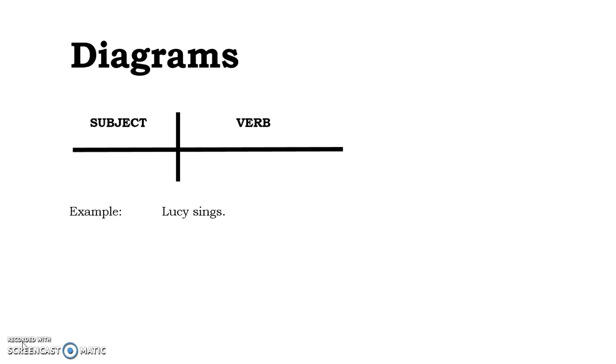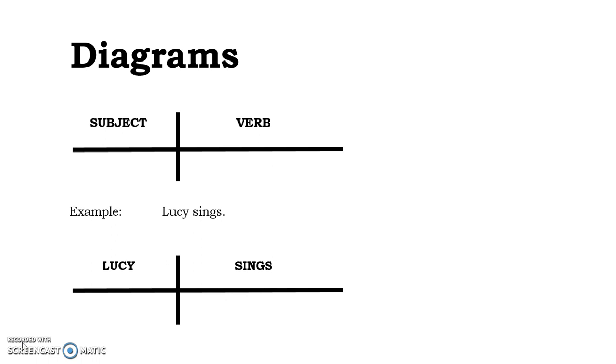So in this very simple sentence, "Lucy sings," we see that the verb, the action, is "sings," and the one doing the singing is Lucy. So we draw our baseline, we draw our vertical line, we put Lucy to the left, we put "sings" to the right. Here's a slightly more complex sentence: "We always go to the movies on New Year's Eve." All we want to do here is find the verb, find the subject, and put them in their proper slots.